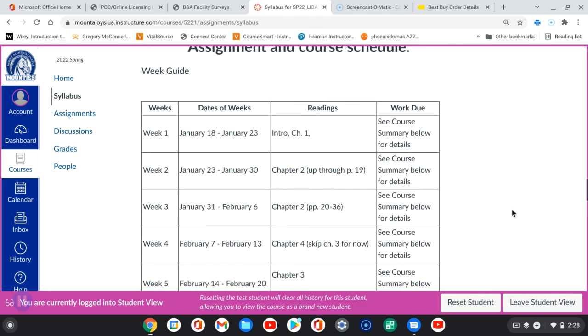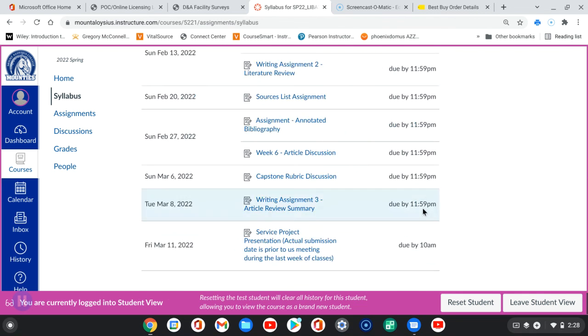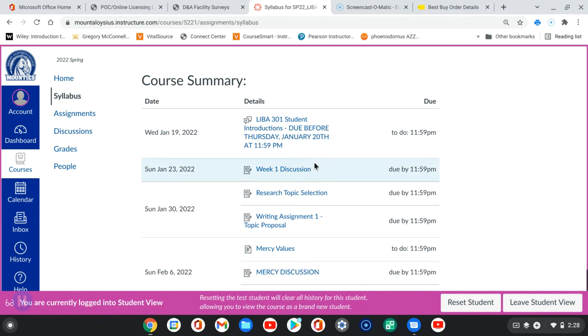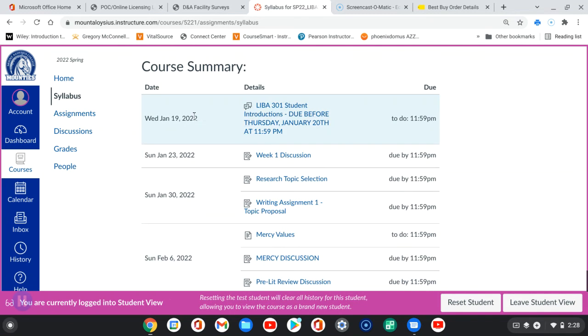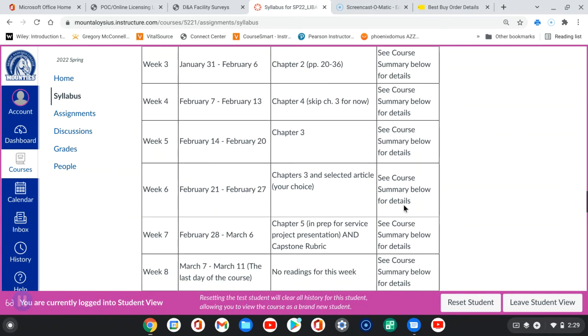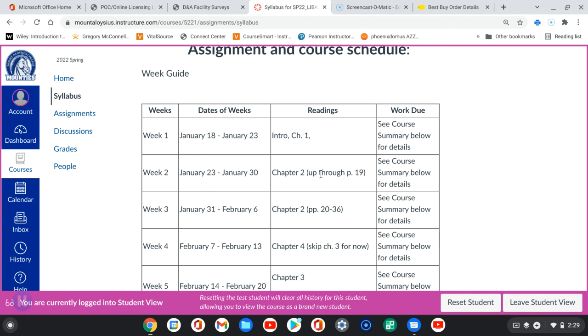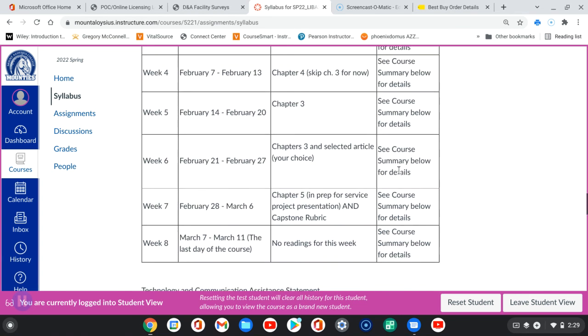This is the assignment and course schedule here. This is just a breakdown of the weeks, and this is the most important thing right here. This is the readings. It says see course summary below for details, which I'm going to get into in a second. I'm going to jump right down here. These are the details of when things are due. That is what this column is making reference to when it says see course summary below for details on what we're going to be doing that particular week. You can see chapter 2 up through page 19.